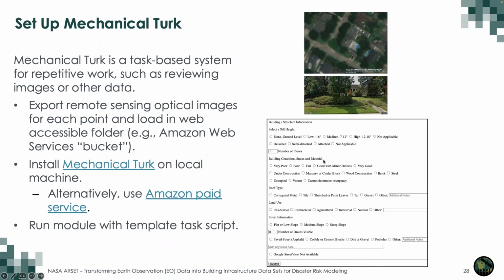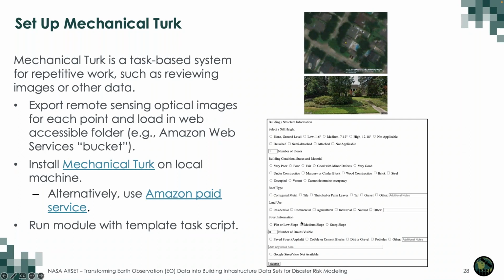And then we looked at building condition, status, and material. So the material: masonry or cinder block, wood construction, brick, steel. That's important for earthquake type analysis, but it could be useful to know in general what neighborhoods are mostly made of. And occupancy, if it's available, just whether or not it's occupied, not a land use in this case. The roof type, which is key for hurricane type impacts, and the land use, whether it's residential, commercial, agriculture, industrial, natural. Other could include mixed categories.